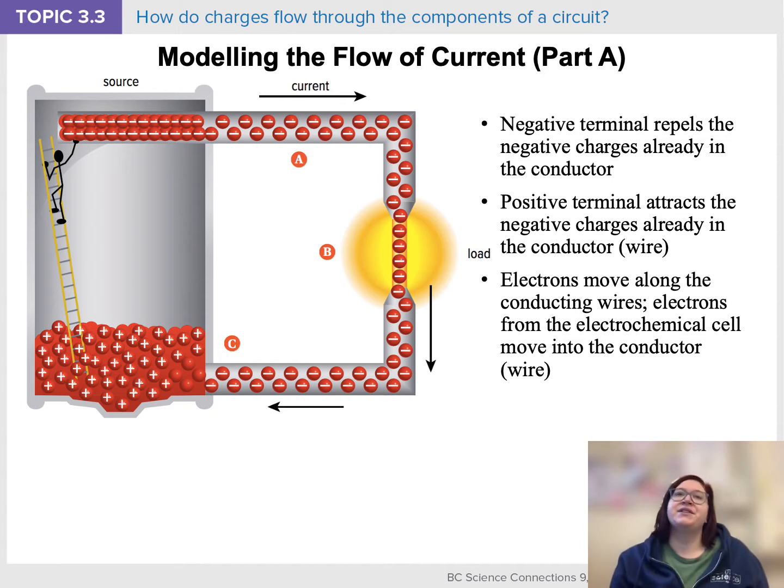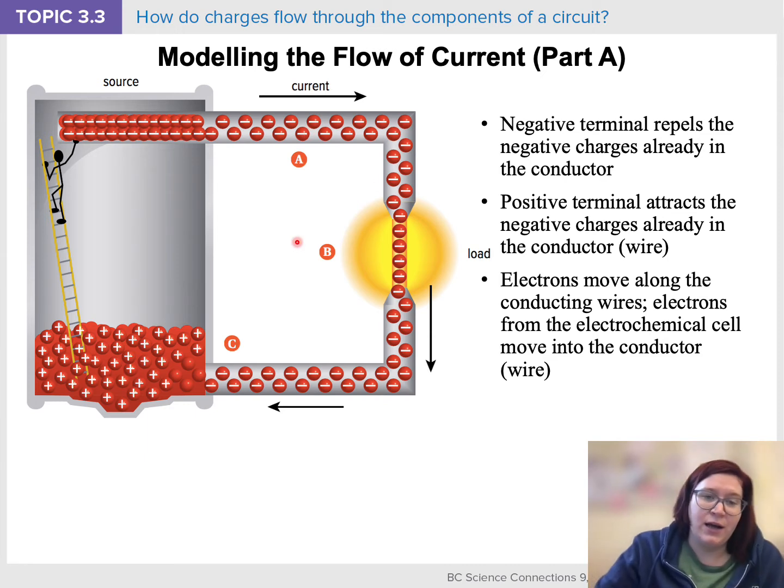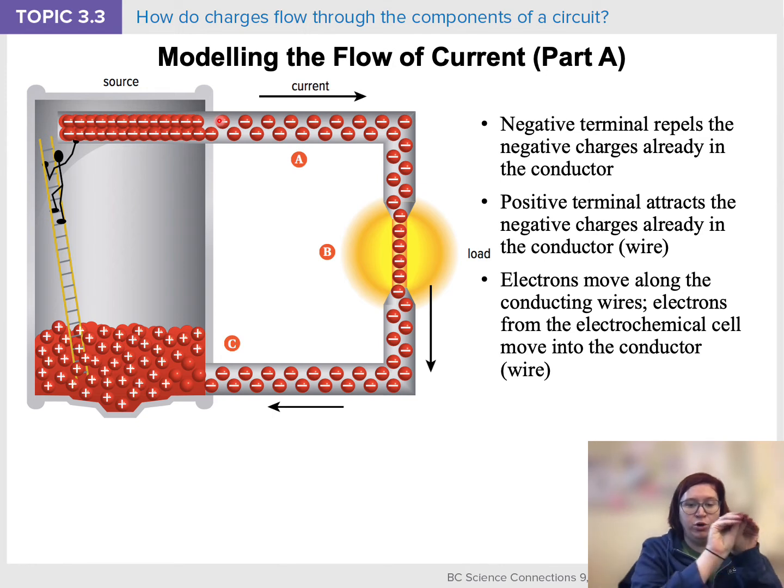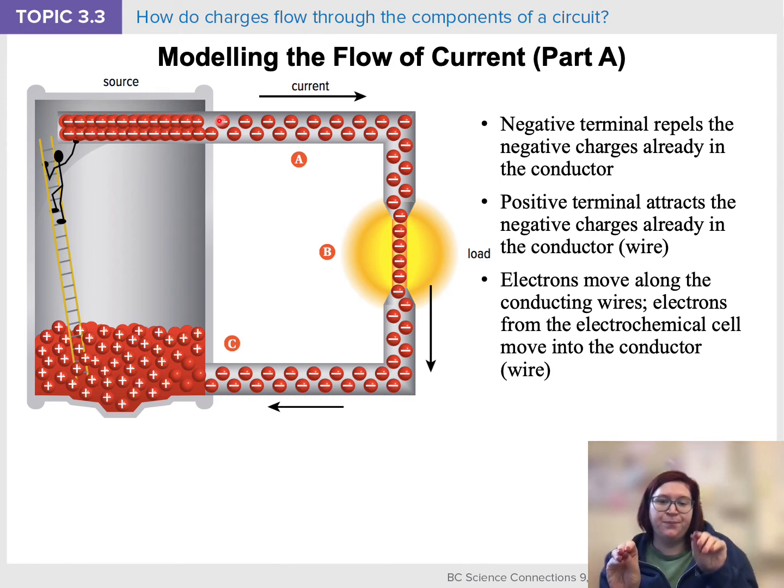So let's go through step by step what current can look like in a circuit. So here's our source. Here is the current. Here's the wire. Okay, and here is the load. So the negative terminal of the source repels the negative charges already in the conductor. So in your wire, you're going to have electrons, and when you plug it into your source, the negative terminal, remember, similar charges repel.